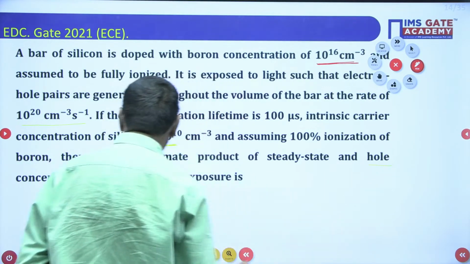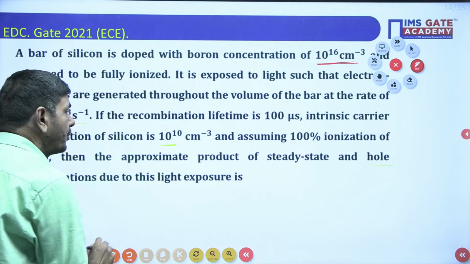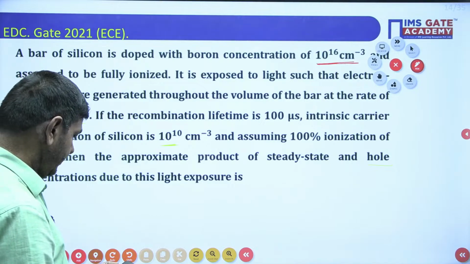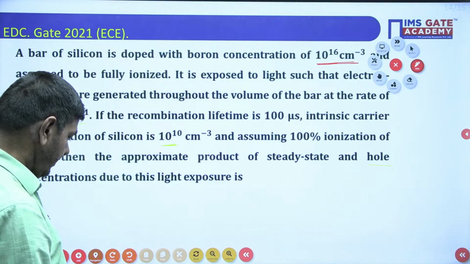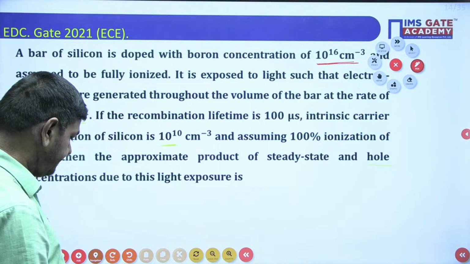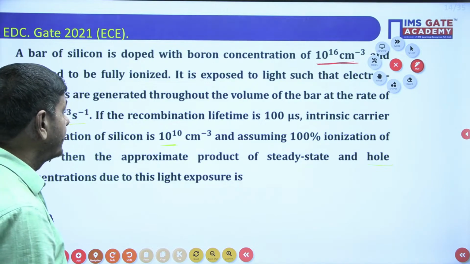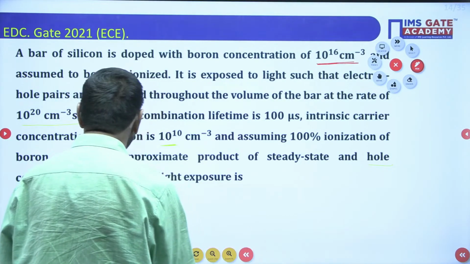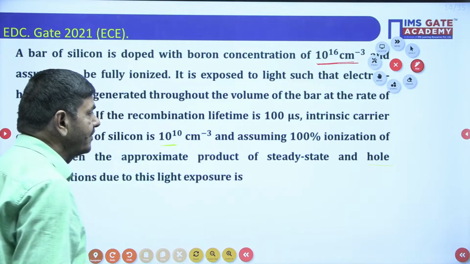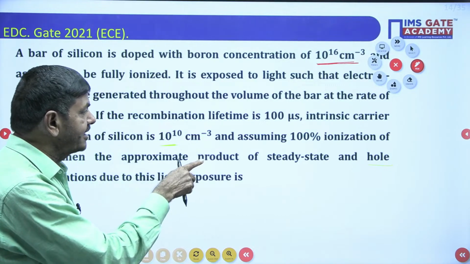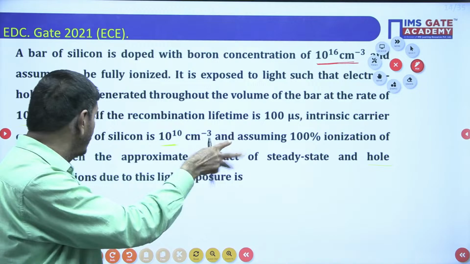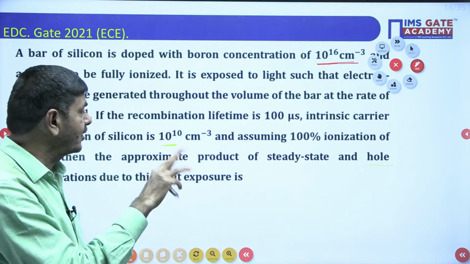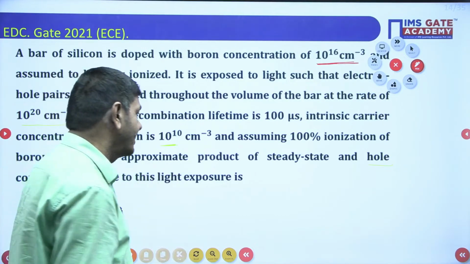The hole and electron concentration product at steady state. What is the problem asking here? The approximate product of the steady state electron and hole concentration due to this light exposure. That means only the electron and hole concentration is required, only the product.